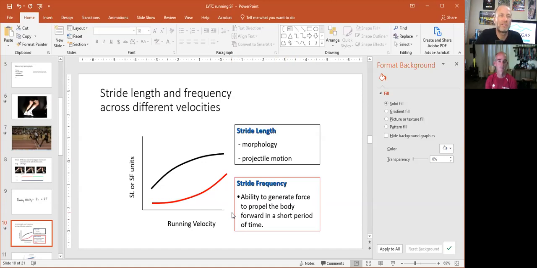But then also, and this is actually really interesting, stride frequency is going to be limited in terms of how fast you can bring that leg back forward. And so those hip flexors become really important when you're trying to run faster. You have to be able to swing that leg back even at a faster rate than the velocity that you're running at. So John, I think that stride frequency is also a neuromuscular issue, right?